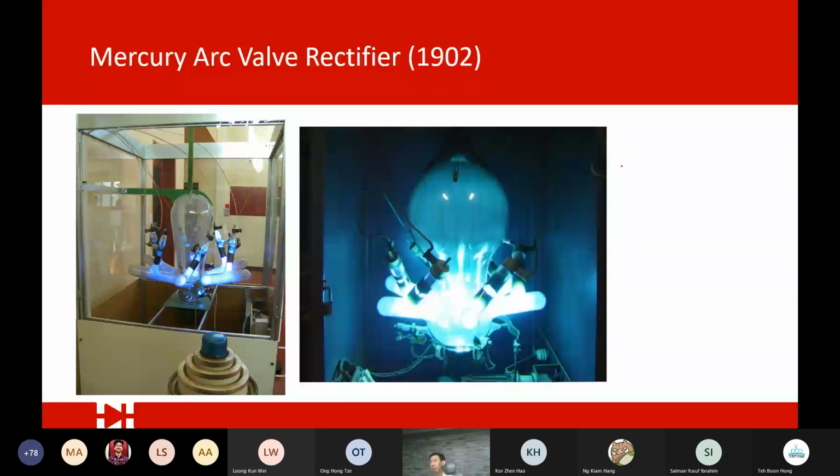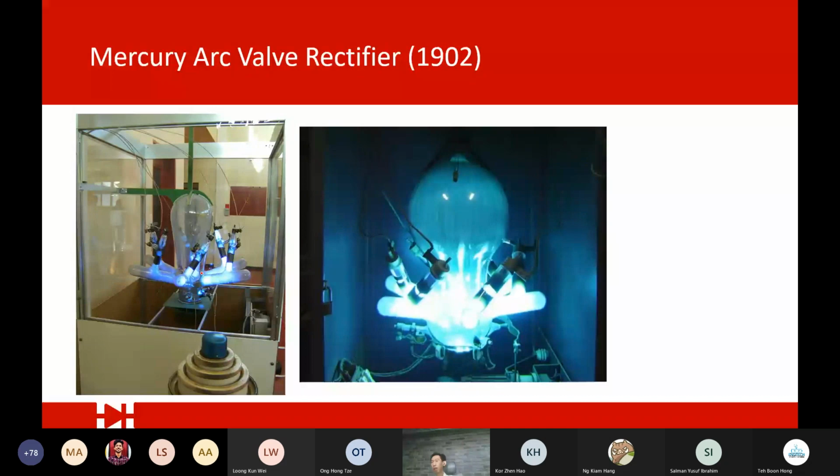In 1901, at the time when airplanes were not yet invented, they had already invented something called the mercury arc valve. The behavior of this mercury arc valve is that it works like a diode. Current will conduct in one direction, but block in another direction.